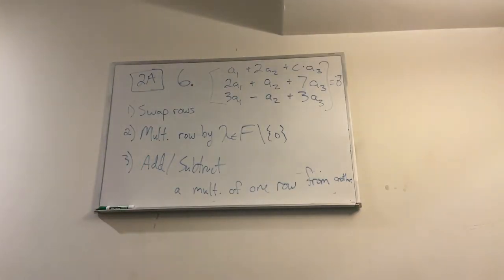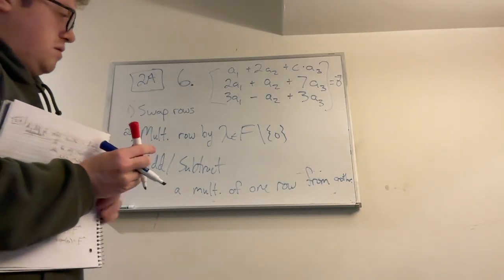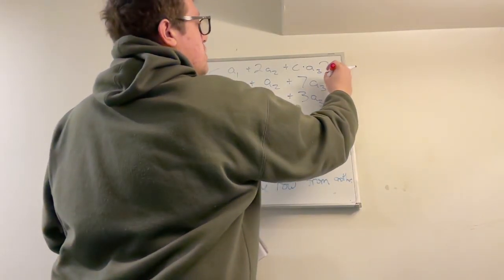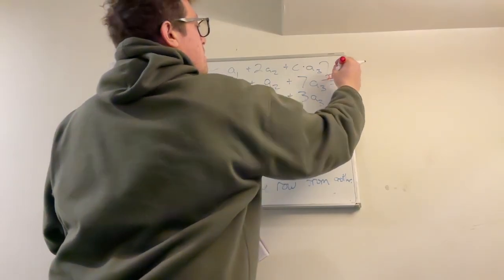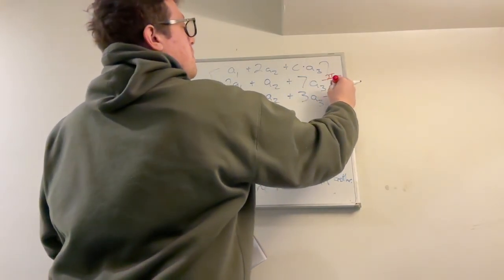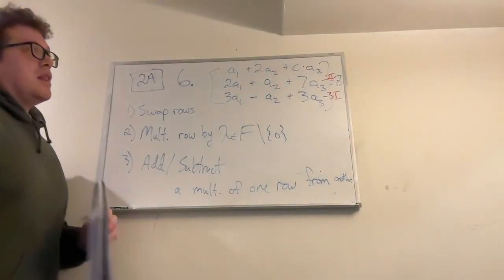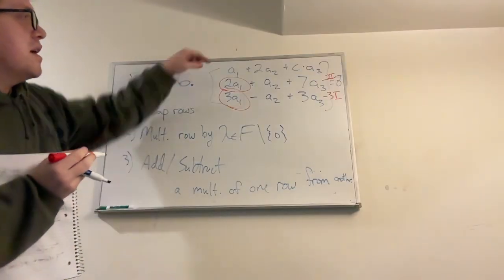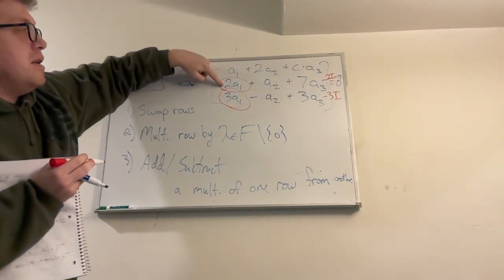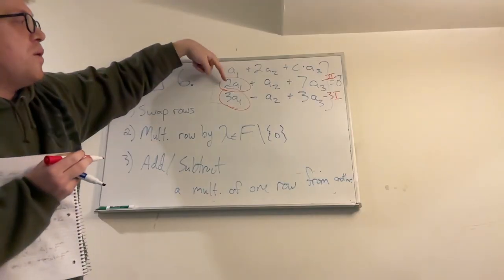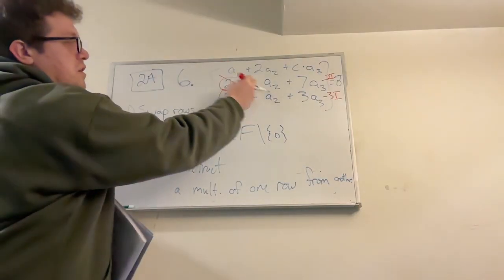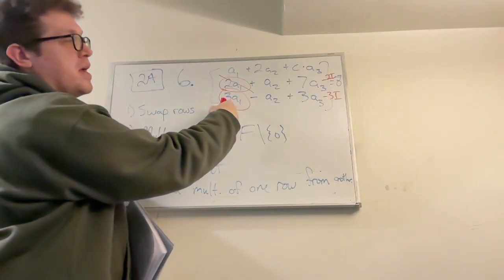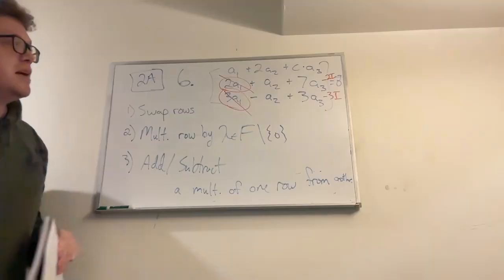So if I subtract 2 of the first row from the second row and I subtract 3 of the first row from the third row, that's going to eliminate these two terms. Because 2 times a1 is 2a1, and when I subtract that from here, that's going to be 2a1 minus 2a1. That's going to cancel this 2a1, and when I subtract 3 of the first equation from here, I'm going to get 3a1 minus 3a1, and that's going to cancel the 3a1 here.